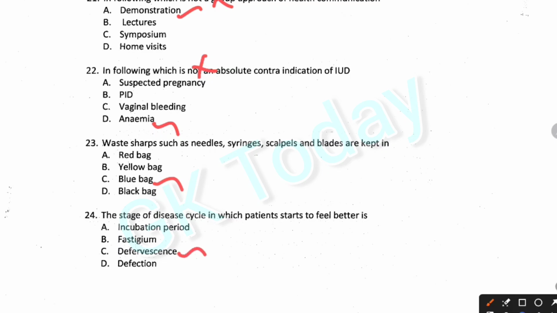Correct answer is option C, defervescence. The stage of disease cycle in which patients start to feel better is defervescence.